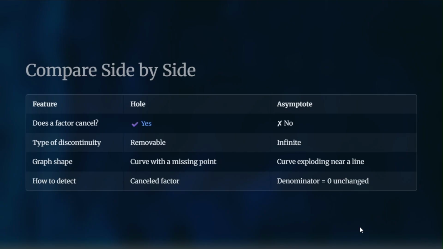And then once again, how do we detect it? If there's a canceled factor, you'll have a hole at the point that makes the denominator 0. Otherwise, you'll have an asymptote at the point that makes the denominator 0.